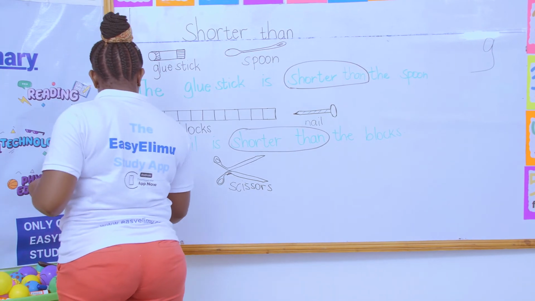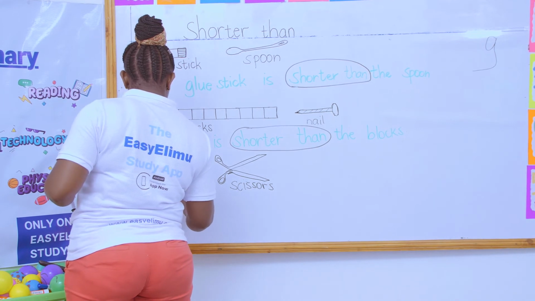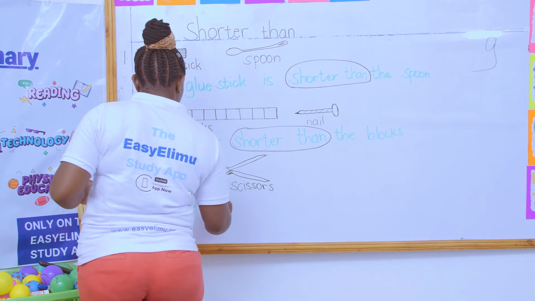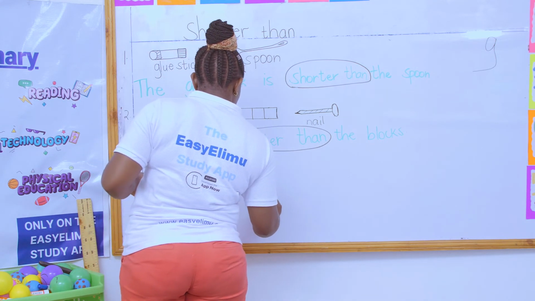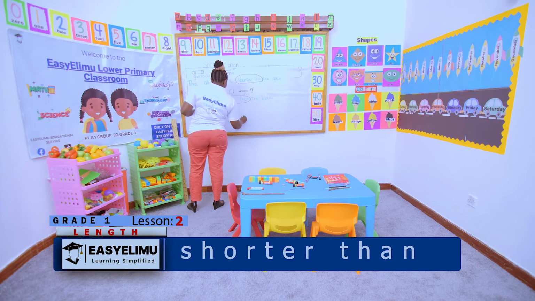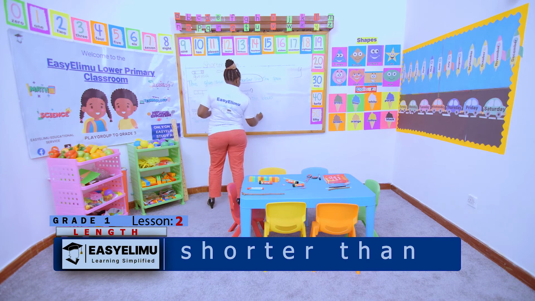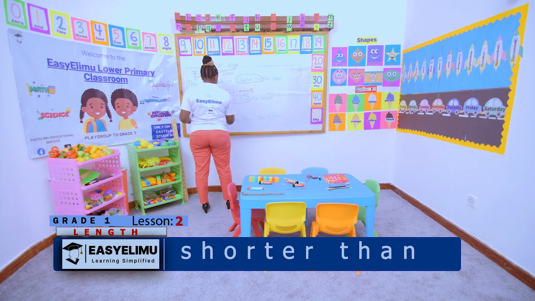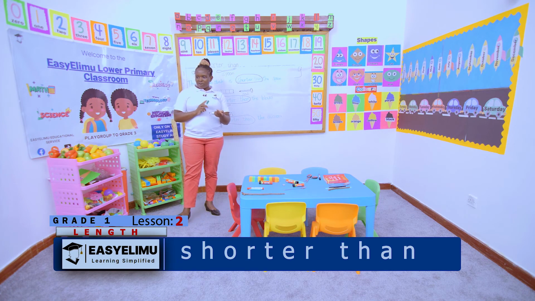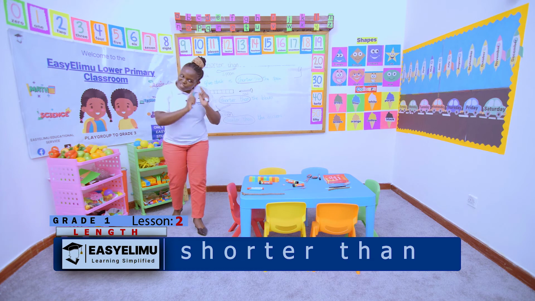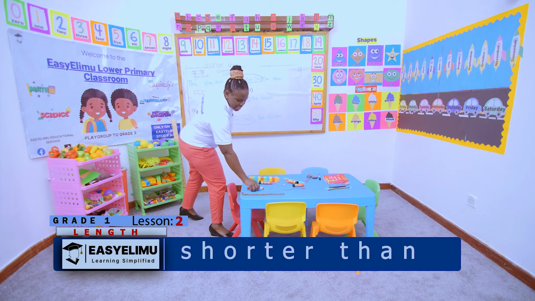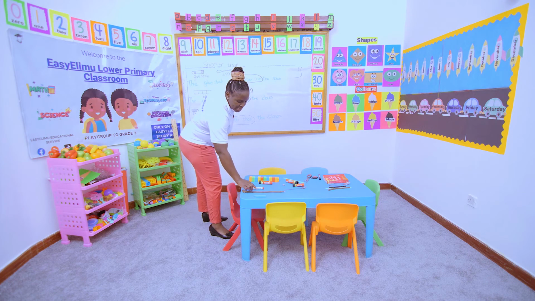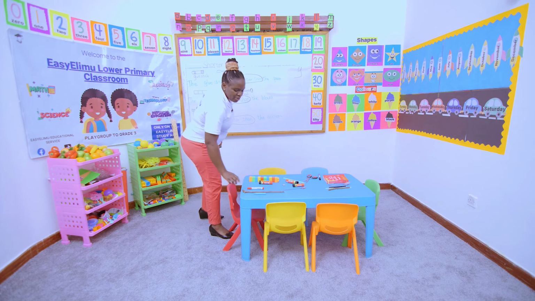Wow. The crayon is shorter than the scissors. Very good. The crayon is shorter than the scissors. So we have learned that the opposite of long is... Someone is still wondering. Opposite of long. If we are comparing this stick and the crayon, and in the first lesson we said the stick is longer than the crayon, now we are saying the crayon is shorter than the stick.